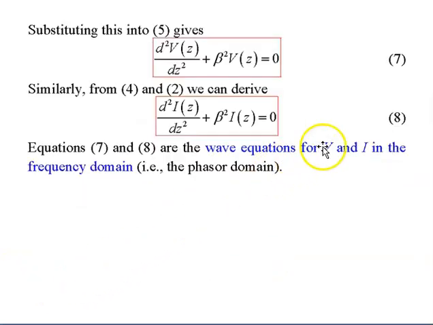Now substitute that, and this will give you equation 7. After that you can also apply equation 4 and 2 to derive the equation for the current, and this will give you equation 8. So equations 7 and 8 are the wave equations for V and I in the frequency domain.